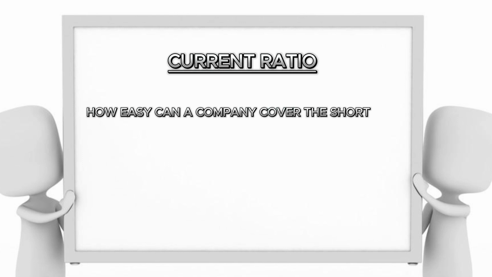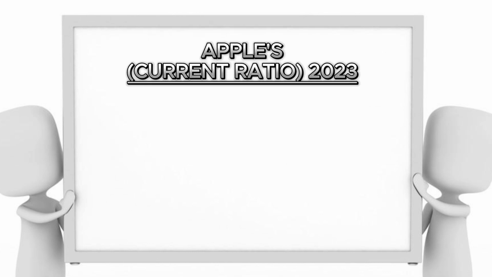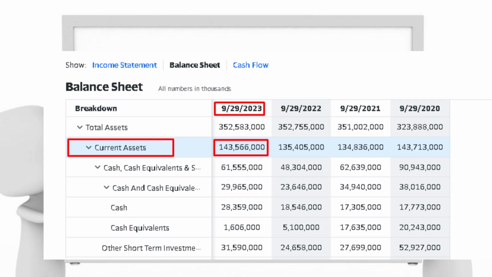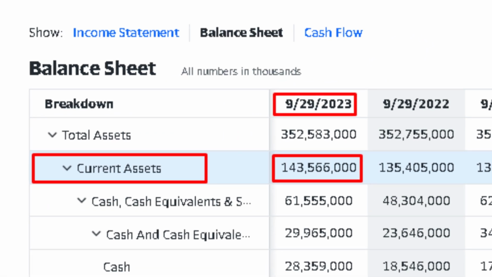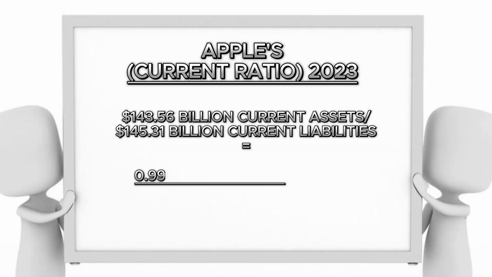The next one is current ratio. It measures the company's ability to cover its short-term liabilities with its short-term assets, indicating its liquidity position. The formula is current ratio equals current assets divided by current liabilities. For Apple in 2023, the current assets were $143.56 billion, divided by the current liabilities of $145.31 billion, equals 0.99.